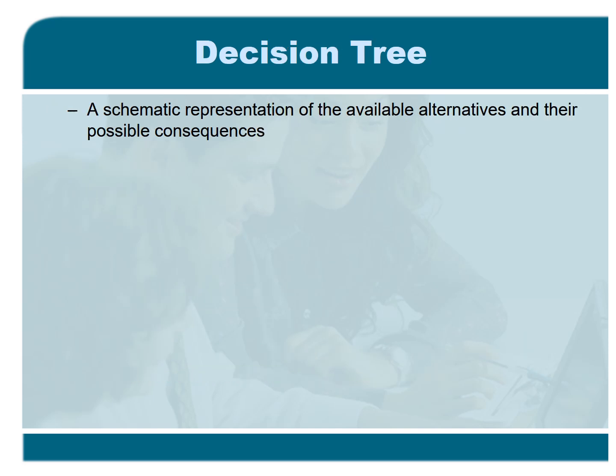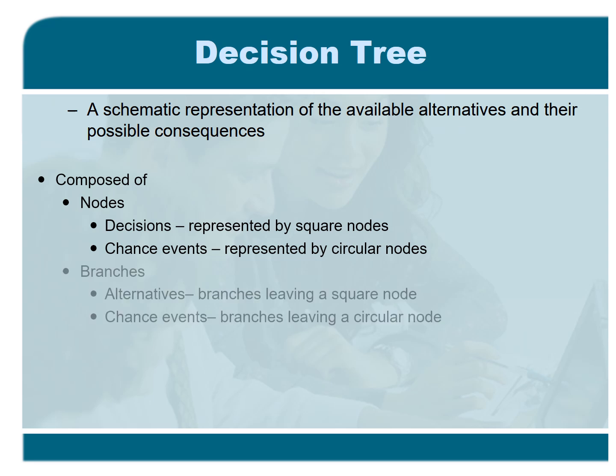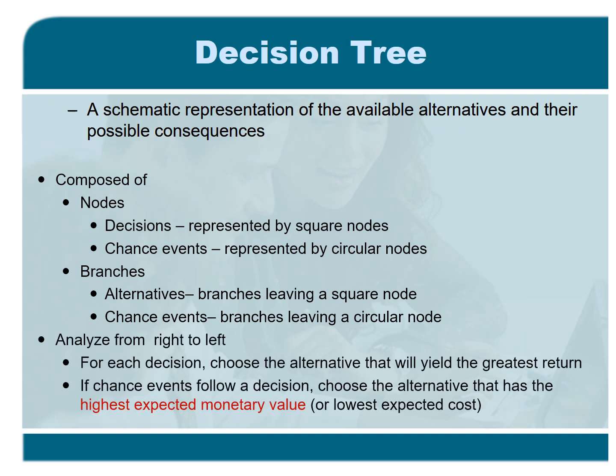A decision tree is a schematic representation of the available alternatives and their possible consequences. It's composed of nodes: decisions represented by square nodes, and chance events represented by circular nodes. There are branches, which are alternatives, branches leaving a square node. Chance events are branches leaving a circular node. And you analyze from right to left.